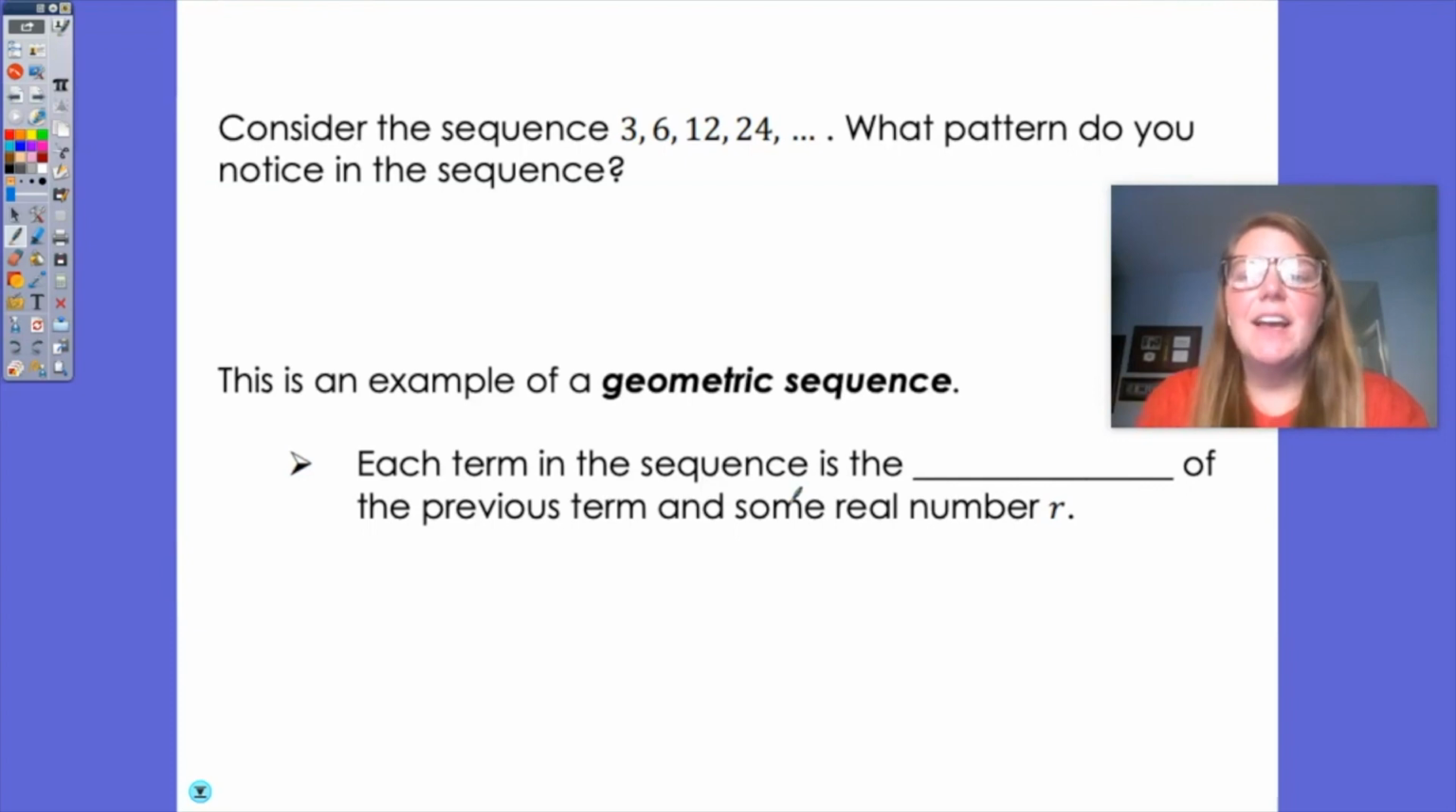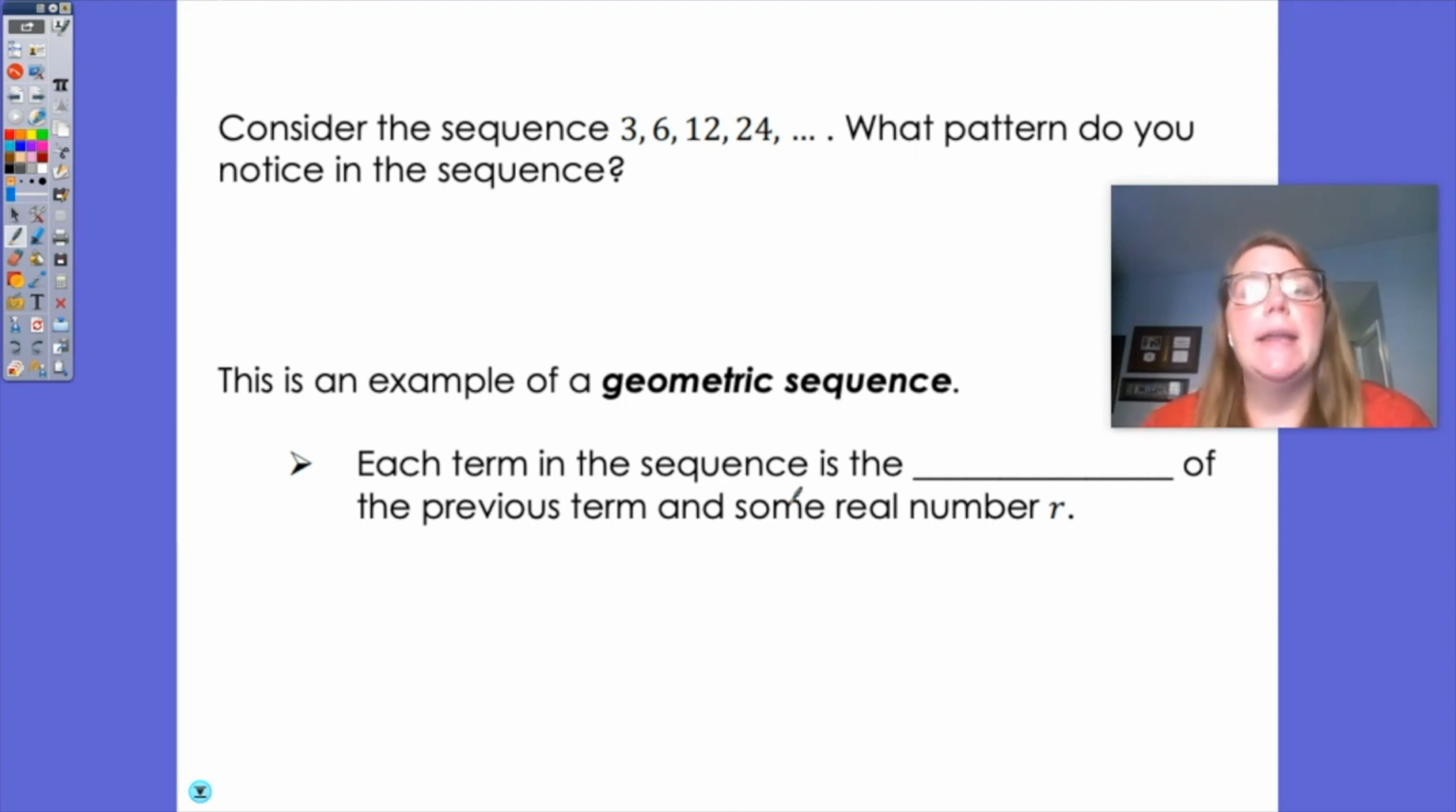Hey again, guys. So before we talked about arithmetic sequences, so that's when you are increasing or decreasing by the same constant rate, adding or subtracting. So now we're going to look at a different kind of sequence. So if we look at this sequence, 3, 6, 12, 24, what pattern do you notice?